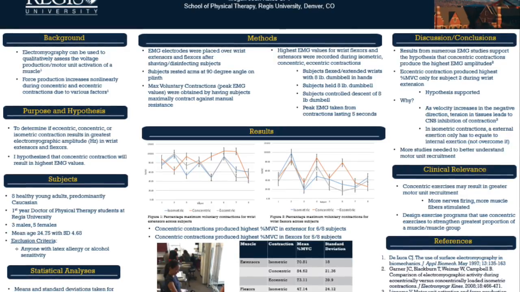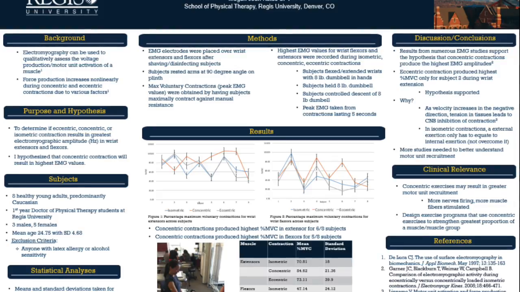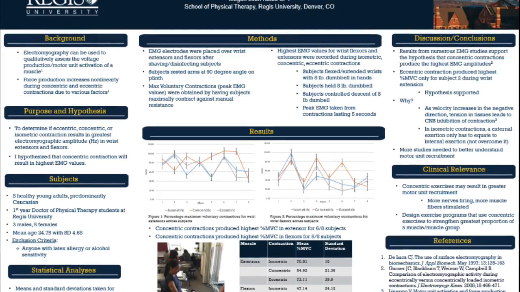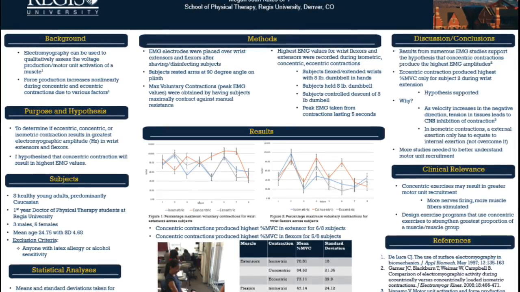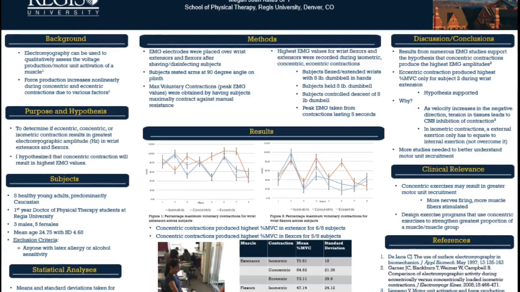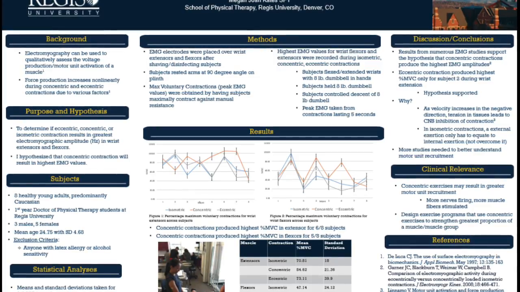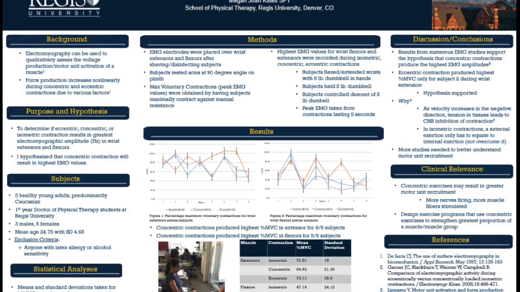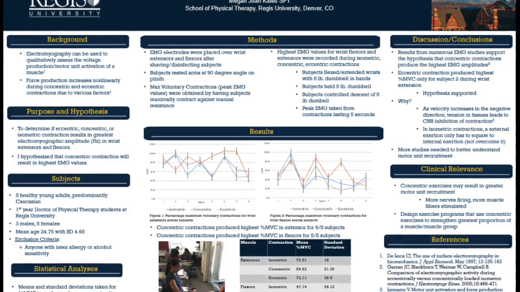In this experiment, we wanted to gain information about what proportion of motor units might be active in wrist flexors and extensors during isometric, concentric, and eccentric contraction. Specifically, when do humans recruit the most motor units? I hypothesized that concentric contractions will give the greatest EMG amplitudes.